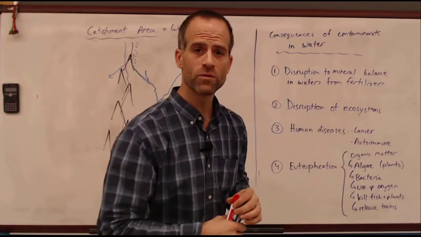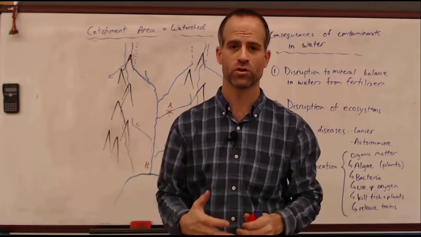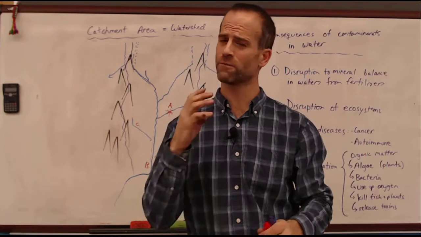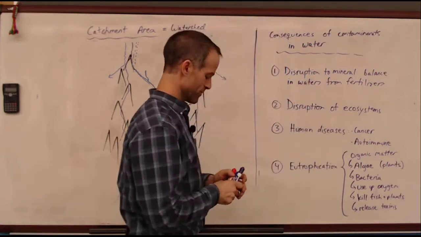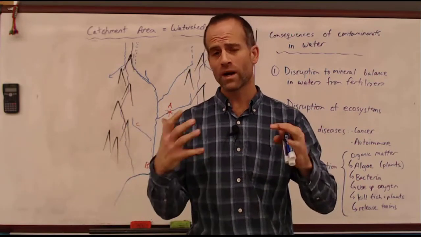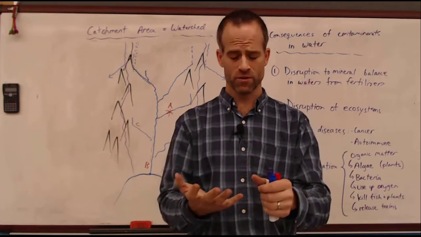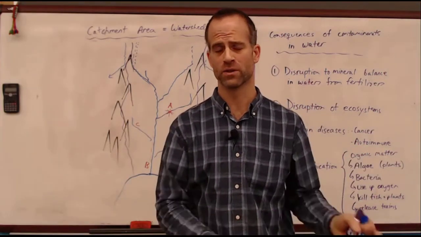Next thing you need to know for catchment areas is what happens when pollutants enter the water. Okay, there are 4 consequences. You need to just memorize them, just practice them. Okay. First thing, where do pollutants come from? Pollutants can come from our cities. When rain lands on our streets, it takes lots of garbage into the rivers.